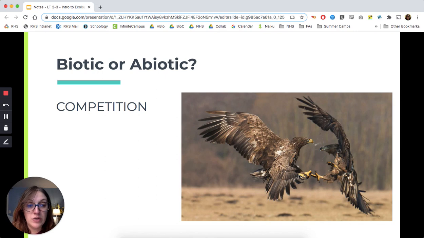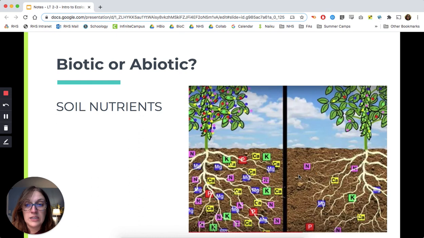Here we see two birds competing for food. Competition is an example of a biotic factor. We have living things interacting in a relationship with each other. And last but not least, soil nutrients. Are soil nutrients alive? They are not. And even though they influence living things, they themselves are not living. So soil nutrients are an example of abiotic factors.